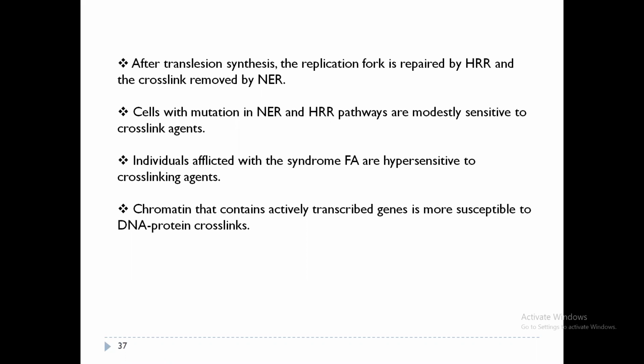After translesion synthesis, the replication fork is repaired by homologous recombination repair and the crosslink is removed by nucleotide excision repair. Cells with mutation in nucleotide excision repair and homologous recombination repair pathways are modestly sensitive to cross-link agents. Individuals afflicted with this syndrome, Fanconi anemia, are hypersensitive to cross-linking agents. Chromatin that contains actively transcribed genes is most susceptible to DNA protein crosslinks.